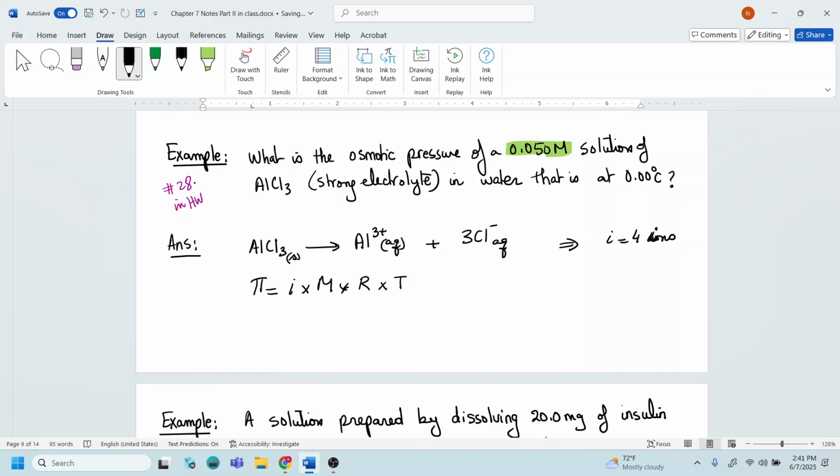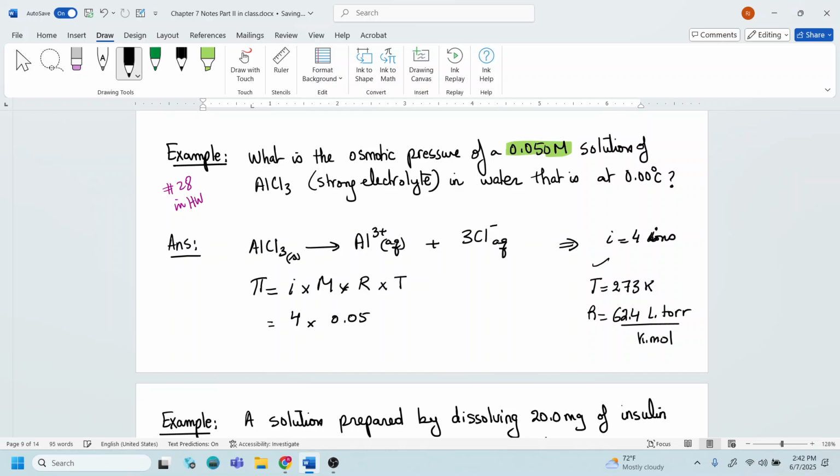I know that pi is i times the concentration, R, and T. Okay, so I have to change the T into Kelvin. So T is 0 degrees Celsius plus 273, so it's going to be 273 Kelvin. I'm done with the T. For the R, again, I'm going to use the R that has a torr unit, so it's going to be 62.4 liter torr, so that my osmotic pressure has units in torr. Okay, and I know what's the concentration, so it's a direct substitution in here.